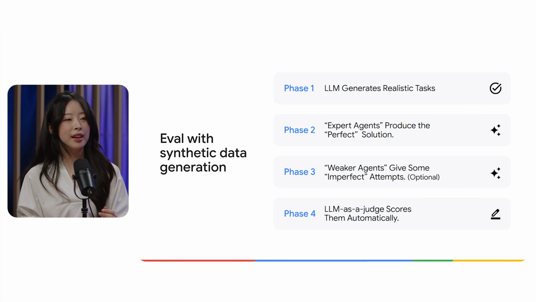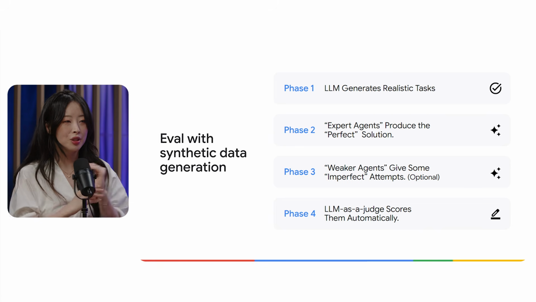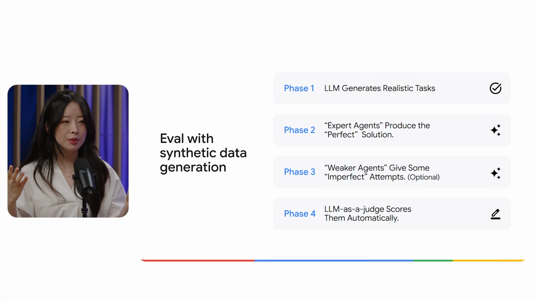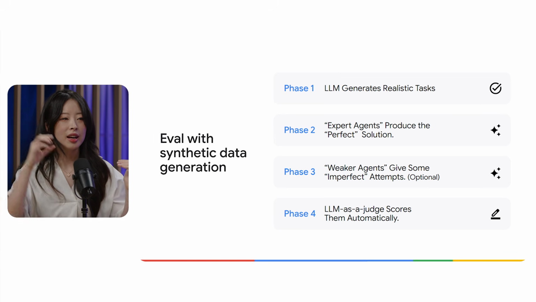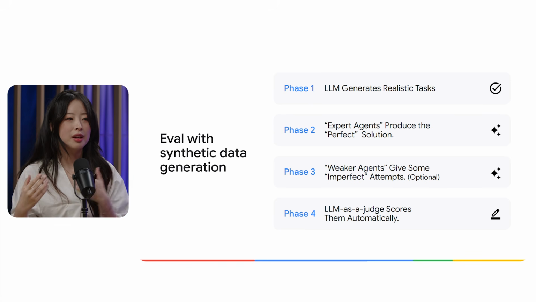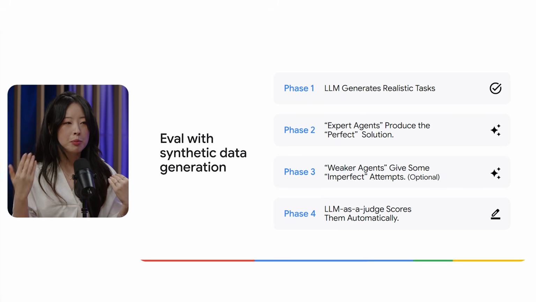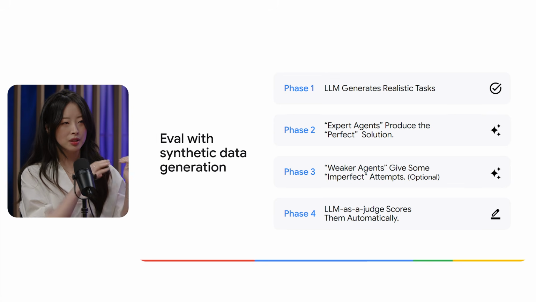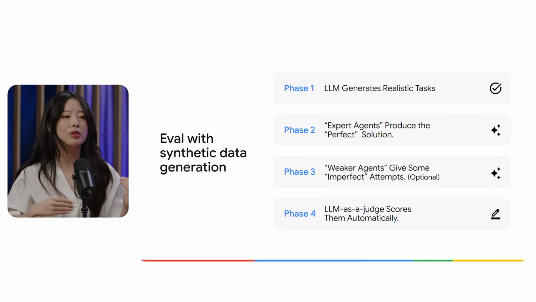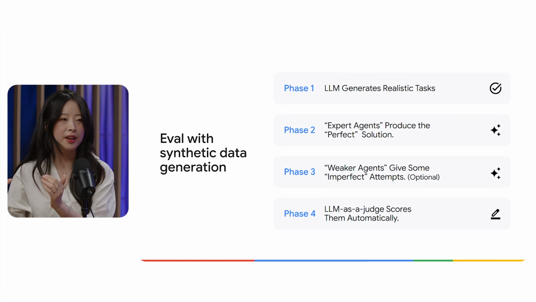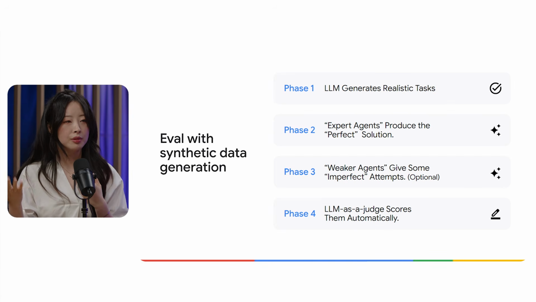Yeah, sure. So you can think of this as a four-step recipe. The first step is you ask the LLM to generate realistic user tasks. The next step is you have it act like an expert agent and produce the perfect step-by-step solution. Third, if you want, you can bring in a weaker model to try the same task, which gives you a bunch of imperfect attempts. So now you have both, and finally, you use an LLM as a judge to compare those imperfect attempts against the perfect solution and score them automatically.